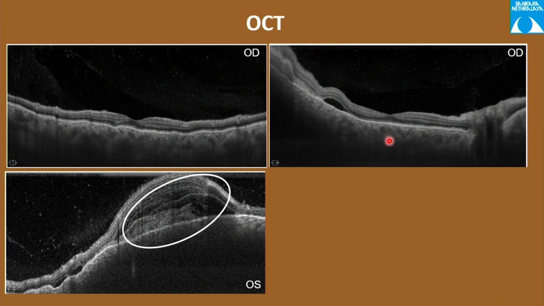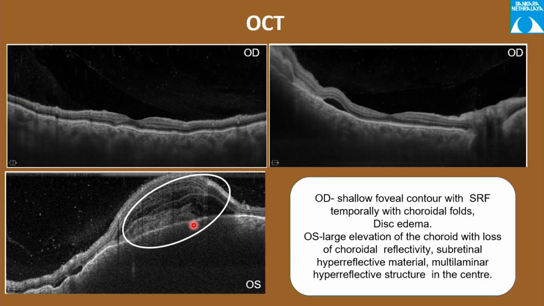OCT was done. OCT shows multiple hyperreflective dots within the vitreous cavity, and you can also see undulating choroidal folds. Retinal layers, however, are almost normal, and there is a pocket of subretinal fluid. This is the OCT going through the granuloma lesion, and you can see this hyperreflective material and a multilaminar hyperreflective structure in the center.